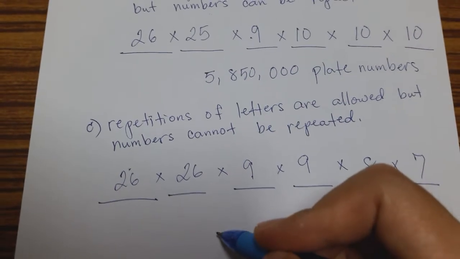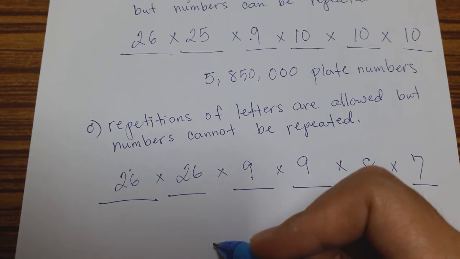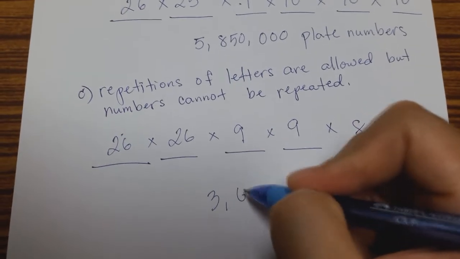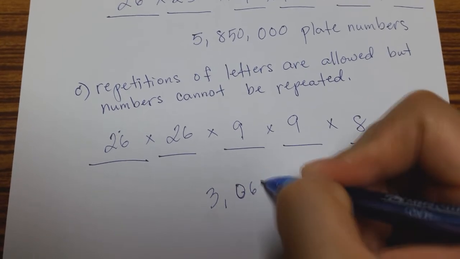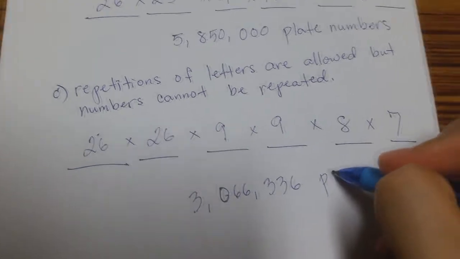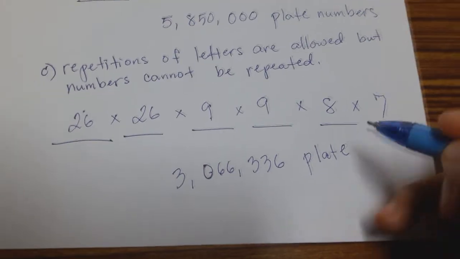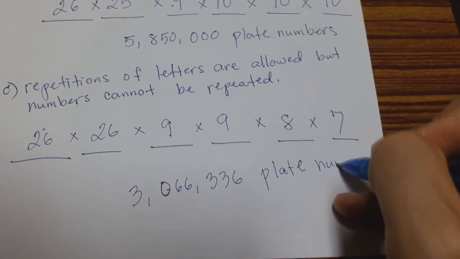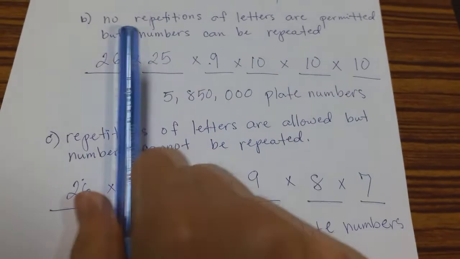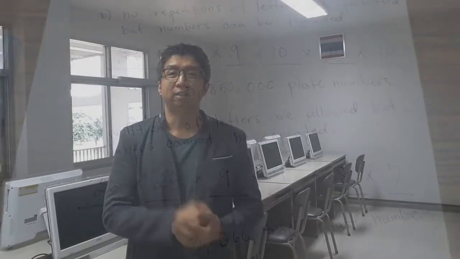Okay, so we have 3,066,336 plate numbers. And that is how to solve a simple word problem involving combinatorics.